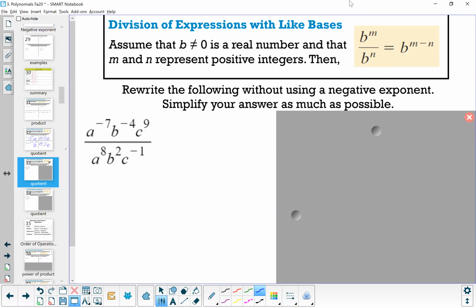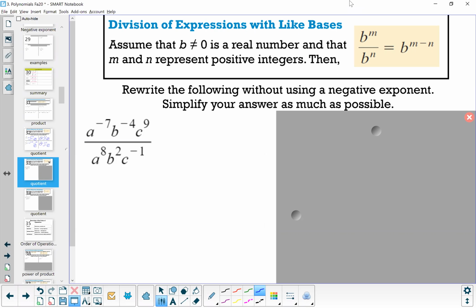We're going to take a look at some more quotient rule with negative exponents, more advanced questions. So we have here in the numerator a to the negative 7, b to the negative 4th, c to the 9th power, all of that divided by a to the 8th, b squared, c to the negative 1. So I'm going to solve this two ways.